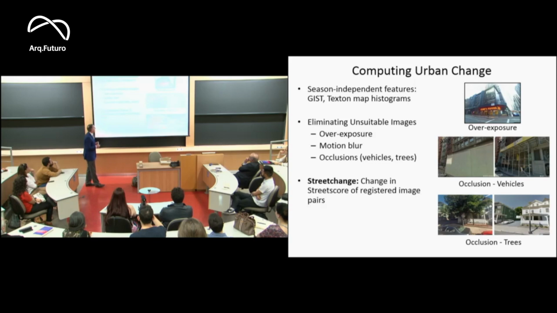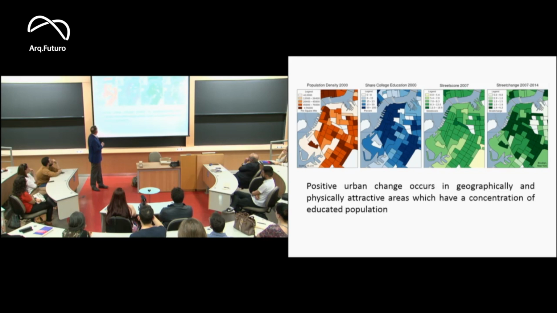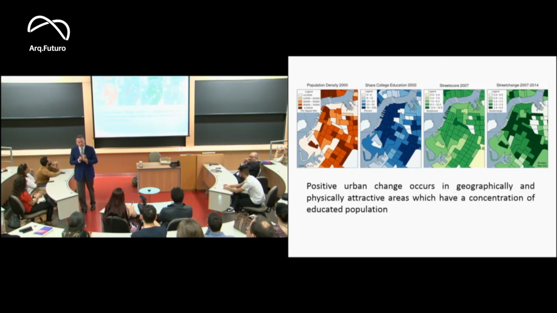And then you have a map, and this is actually Brooklyn, showing population density, share with college education, street score in 2007, and the growth in street score. Now you can see visually, look at where the educated people live here, and look at where street scores changed. It was the educated parts of Brooklyn that upgraded, that gentrified. And they didn't just gentrify in income, they gentrified in the actual physical landscape in a way that we can actually physically measure right now.